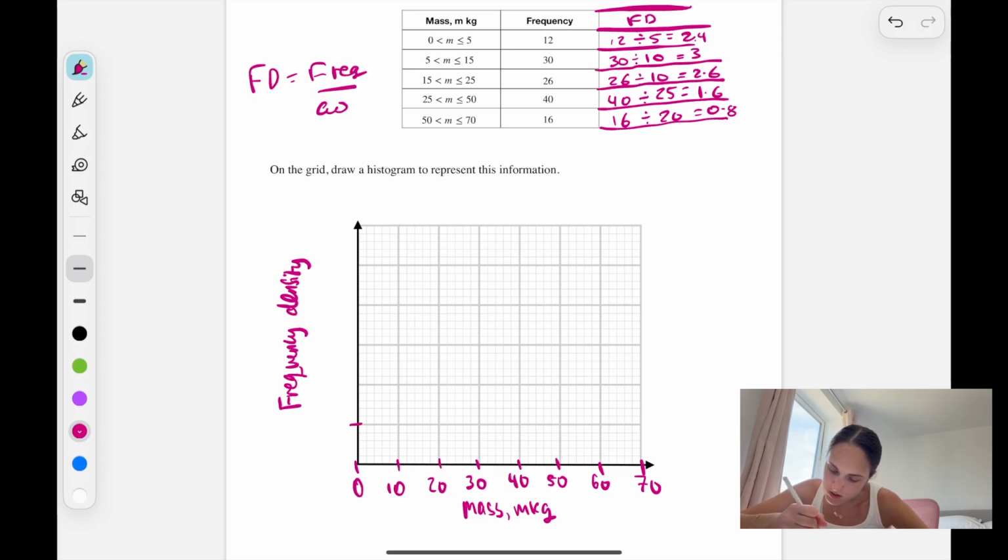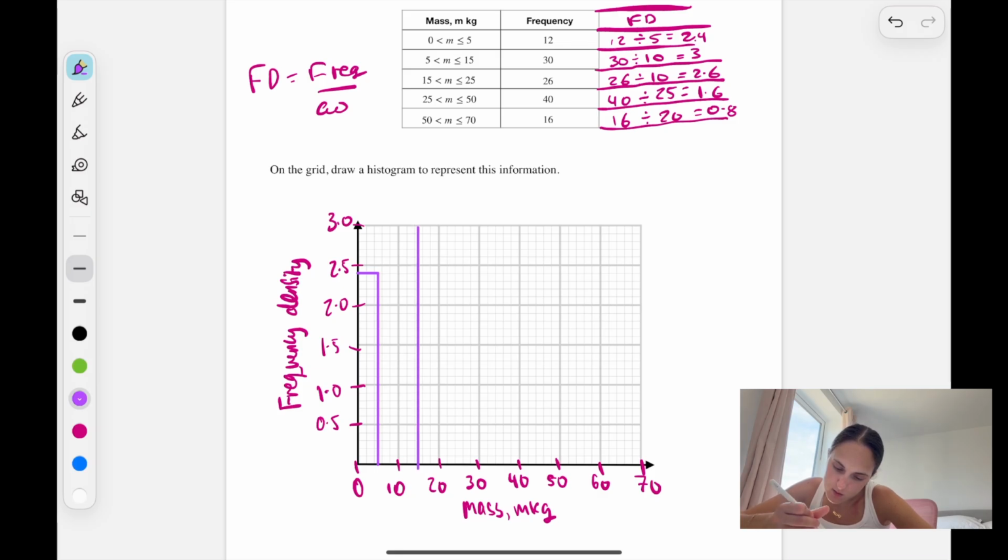So I can say 1, 2, that's not going to work, is it? So we can say 0.5, 1, 1.5, 2, 2.5. So we can go up in 0.5s. So now we can say the first one, what we do is we plot the class, which is 0 to 5, and we go up to 2.4 for the frequency density. So to 5, we go up to 2.4, so that's here, and then 5 is here, so that's down over here. The next one, 5 to 15, so 15 is going to be here, and for this one we're going to go up to 3, so we stop over here.